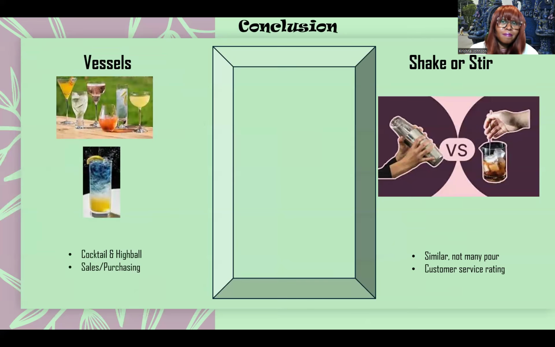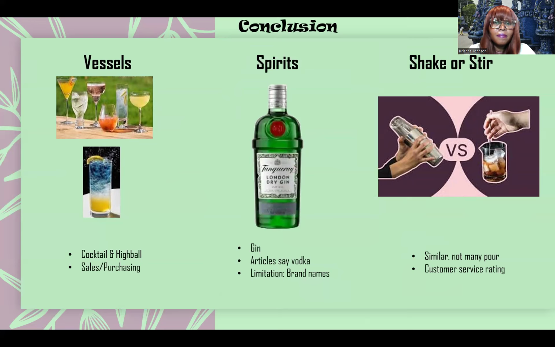For our vessels, as we stated throughout, cocktail and highball are the most used vessels. This is important for sales and purchasing because you need to know what you need to have on hand, what types of drinks go, what type of vessels. You need to know how to order, even for having a nice little gal party at your house. If you want to make it right, you need to know which type of glass to put things in and make sure you have the amount that you need. So that is important.